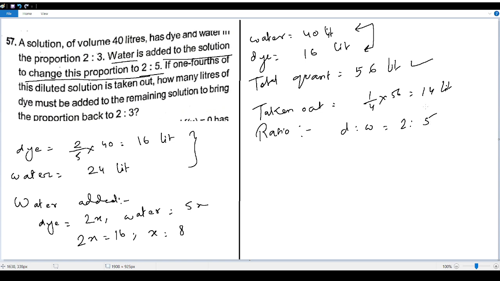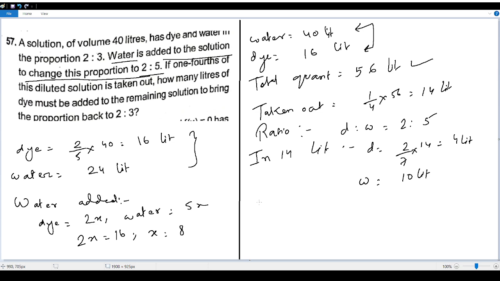Now from this mixture 14 liters has been removed. So in this 14 liters, how much is dye? 2 by 7 into 14, which is 4 liters. And what is water? Water is 10 liters.